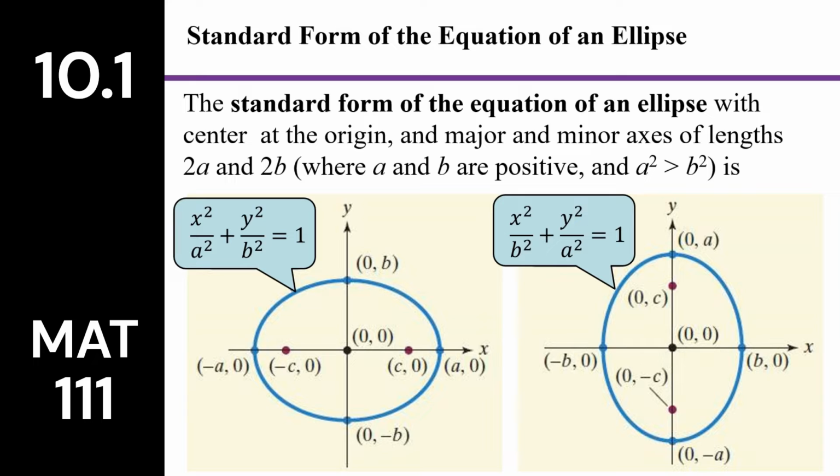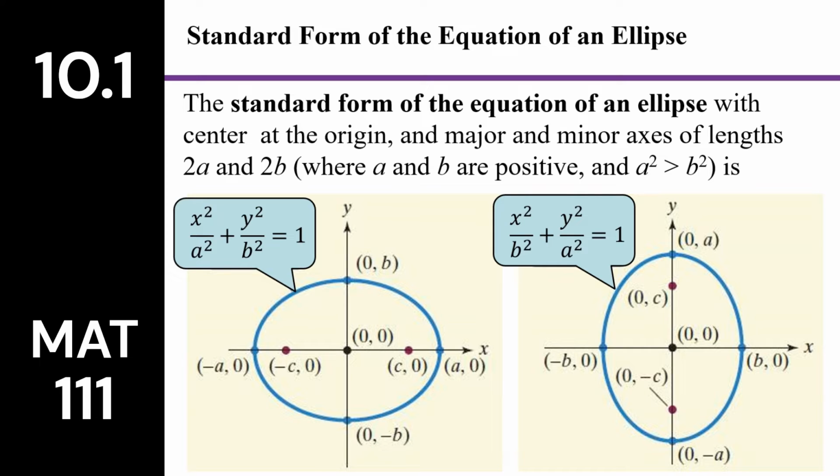The standard form of the equation of an ellipse is shown. On the left, we have x squared over a squared plus y squared over b squared equals 1. Note that a squared is always a larger value than b squared. So when the larger value, a squared, is in the denominator of the x squared fraction, the ellipse will be elongated in the x direction.